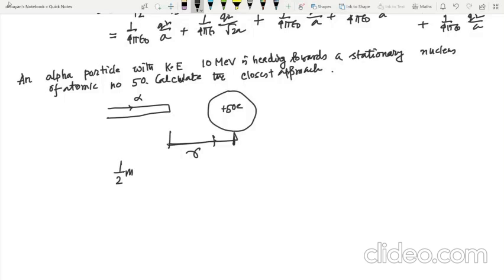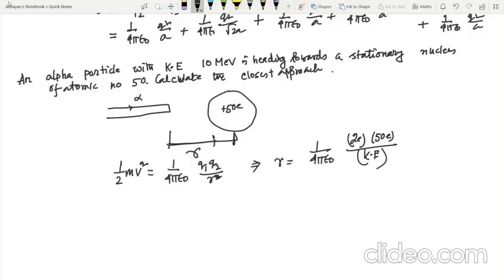So if it is Q1 Q2 by R, so the thing is that what we can write, the value of R, that is R, not R square. So if we just find the value of R, that is 1 by 4 pi epsilon naught. The alpha particle charge is 2e and the nucleus is 50e, as given, and that is the kinetic energy. Now if you just put the value, you will get the answer.